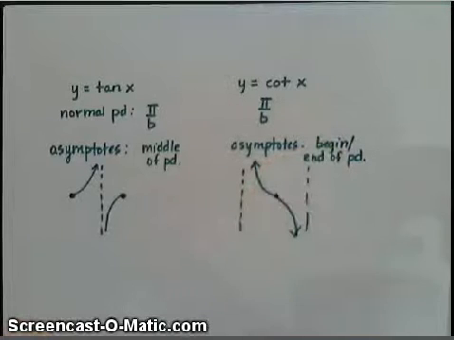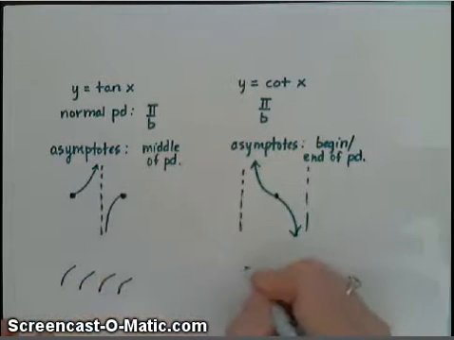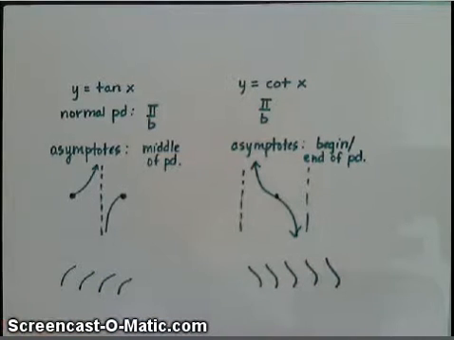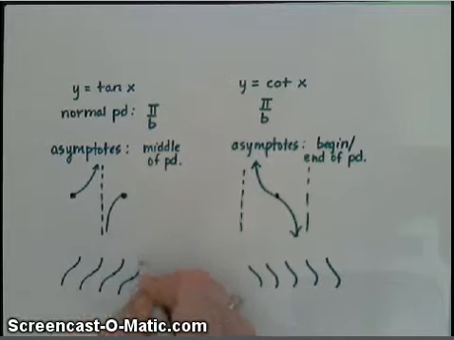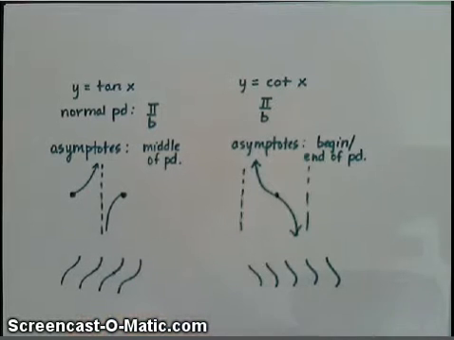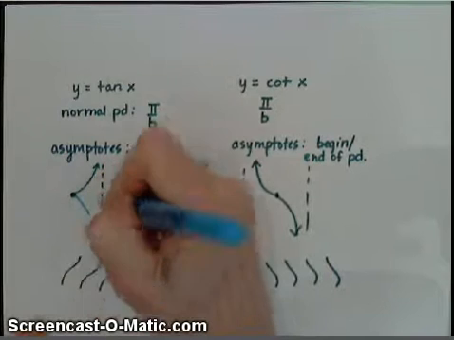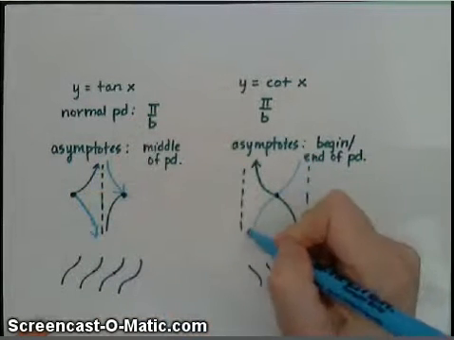When you look at them on a calculator, this one's going to look like this. This one's going to look like this. So it's going to be hard to tell them apart. This one's going up, up, up. This one's going down, down, down. Of course, if you have a negative one of these, it goes like this and like this. If you have a negative one of these, it looks like that.